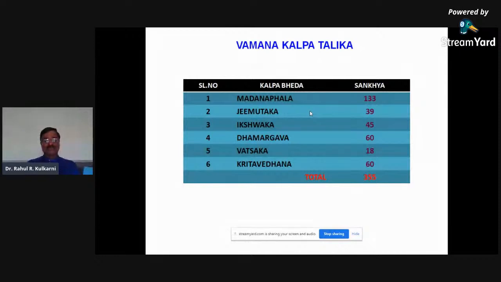Totally they make up to 355 vamaka yogas out of Shad Virechana Chatachritya Sankhyas. That is, out of 600 vamaka virechaka or shodhaka yogas which have been explained in Kalpasthana, 355 yogas are representing the Vamana Kalpas.